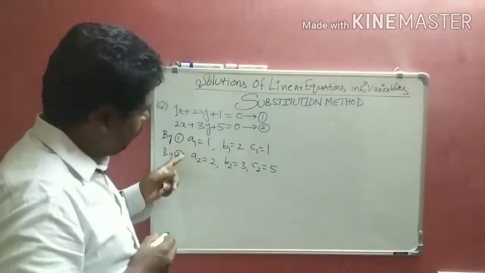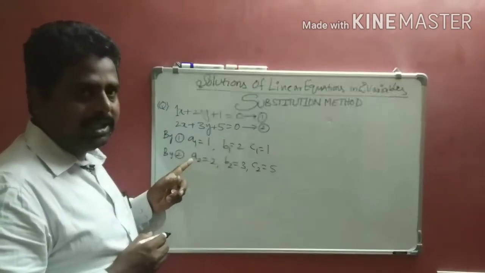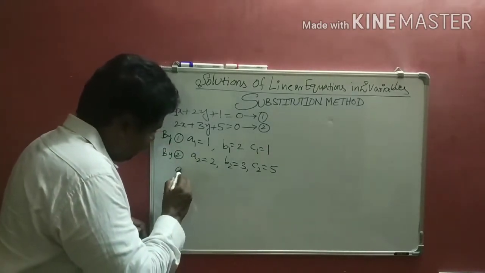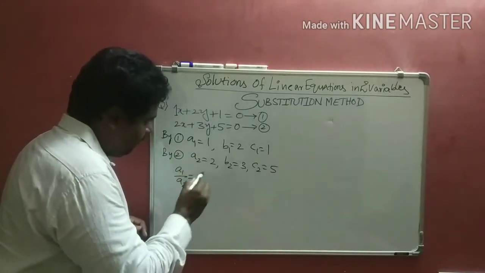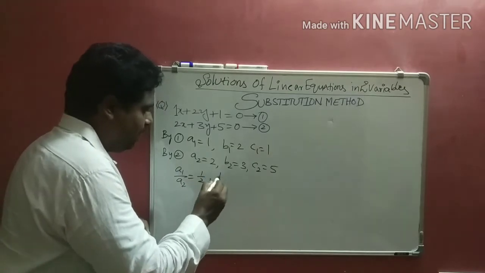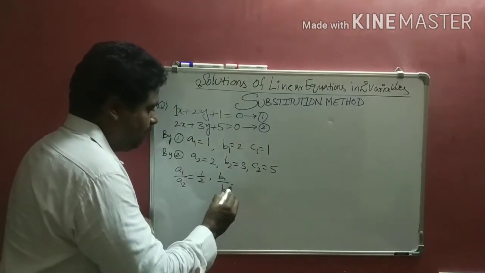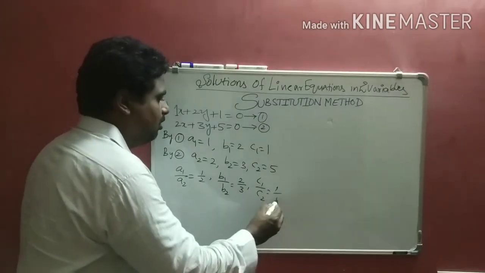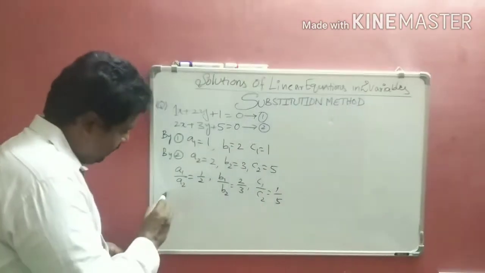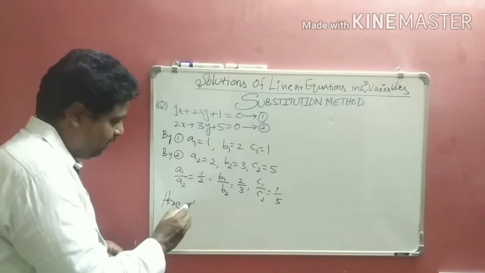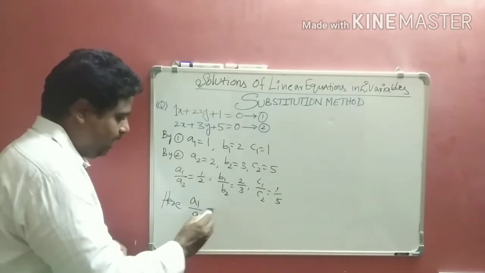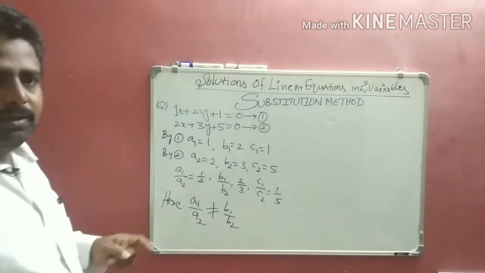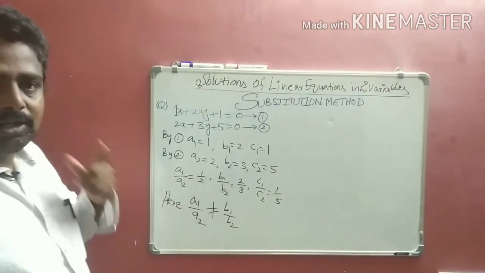So by taking the coefficients, we can conclude the solution of the given linear equations. Let us now calculate a1 by a2 is equal to 1 by 2, and b1 by b2 is equal to 2 by 3, and c1 by c2 is equal to 1 by 5. So here, what is the result we got? a1 by a2 is not equal to b1 by b2. Whenever we get this type of result, what do we conclude?